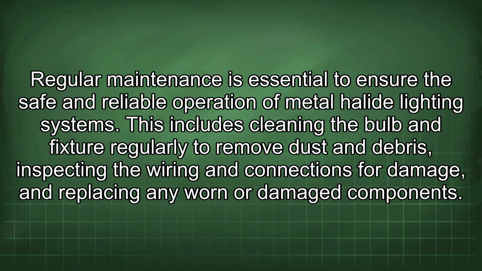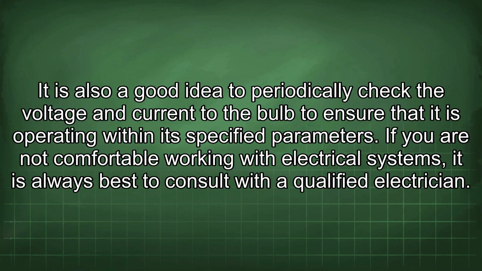This includes cleaning the bulb and fixture regularly to remove dust and debris, inspecting the wiring and connections for damage, and replacing any worn or damaged components. It is also a good idea to periodically check the voltage and current to the bulb to ensure that it is operating within its specified parameters.